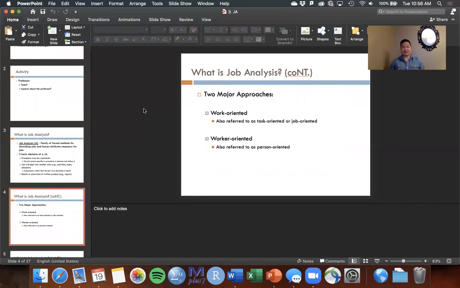Okay, as I had said just a few minutes ago, there are two major approaches: work-oriented and worker-oriented, or task or person-oriented. Again, the work-oriented is what are the tasks that are required for the job. The worker-oriented is what's required of the person for the job. And at this point, I hope you can start to see how this is a necessary foundation for selecting people for a job. You have to know what kind of person you want and what they have to do. And it's also critical for performance appraisal. In order to tell if someone's doing a good or a bad job, you have to really understand what their job is.